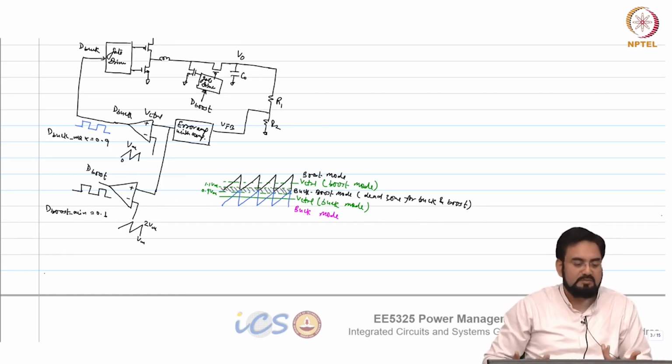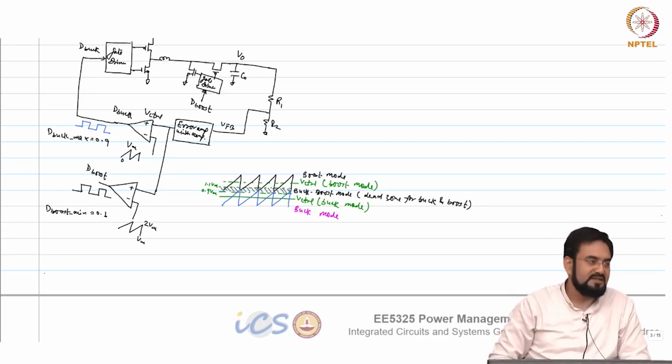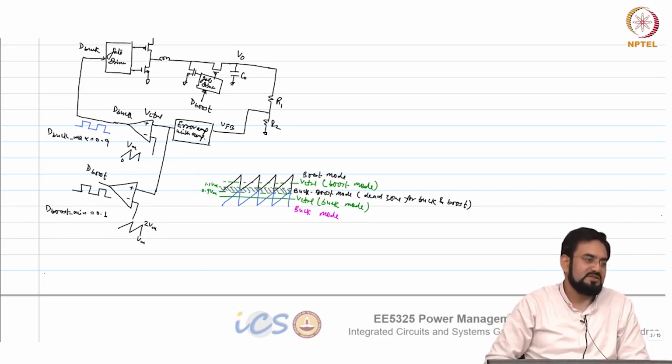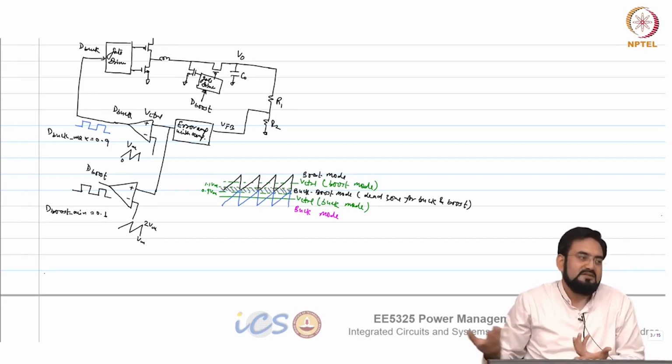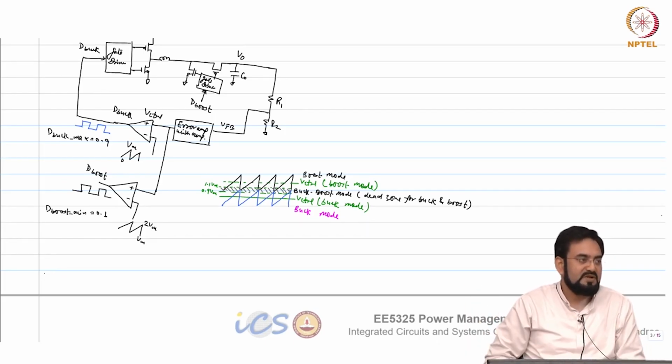Otherwise, what is the brute force way? I mean, I do not want to do anything, and I want to limit this. You just increase the output cap. That will limit your undershoot, overshoot. So, that is what people do. If you are not doing any intelligent control, then that is the cost you have to pay. You have to arbitrarily increase the capacitor 3 times, 4 times, whatever, to reduce those transients.